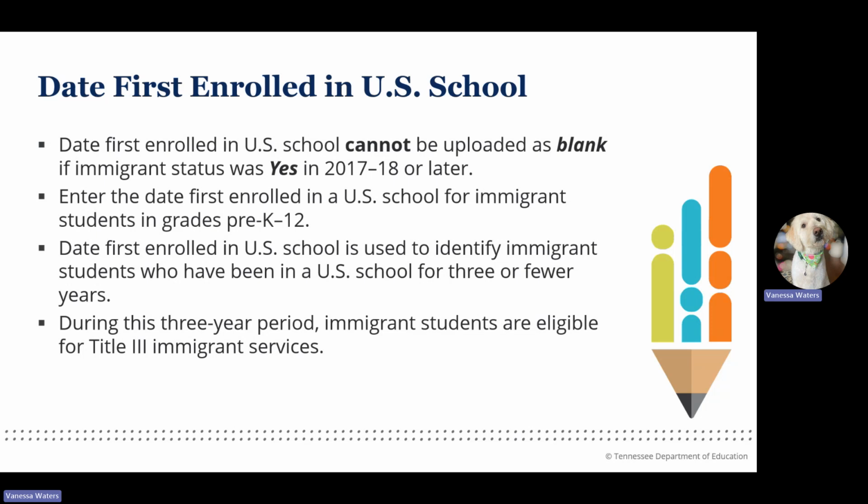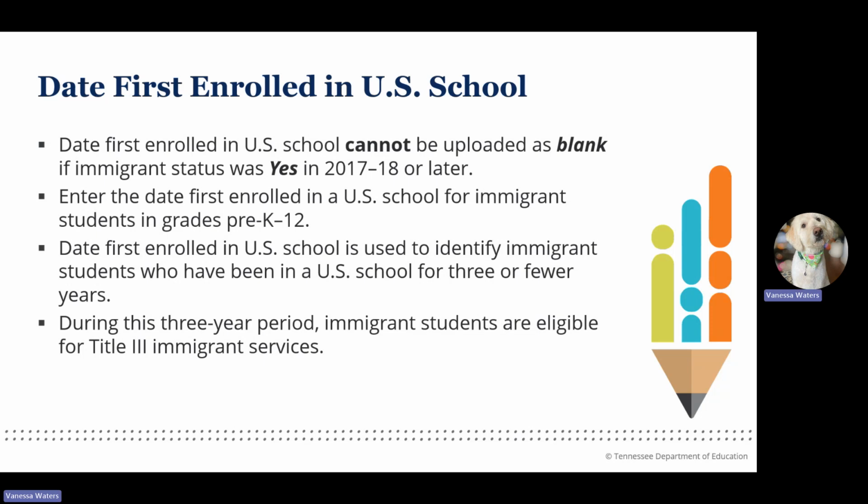Now let's talk about the date the student first enrolled in U.S. schools. The date first enrolled in U.S. school cannot be uploaded as blank in the immigrant status, if it was yes in 2017 or 18 or later.